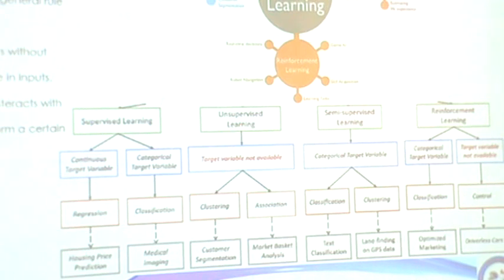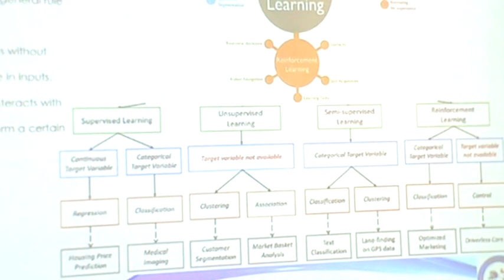So in clustering, we have customer segmentation. Customer segmentation means we give a lot of data, all the customer data, to the system, and we segment the customers by their age, by their sex, their date of birth, and all this information. We separate the customers and produce the result, for easy advertisement and all those things.